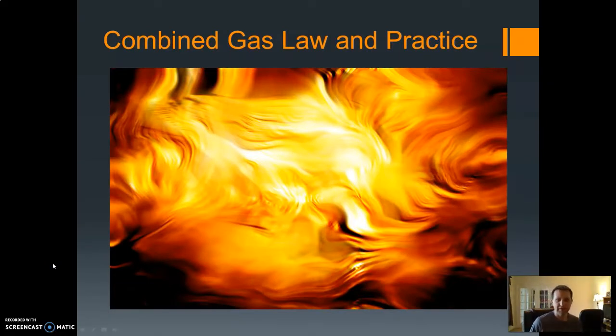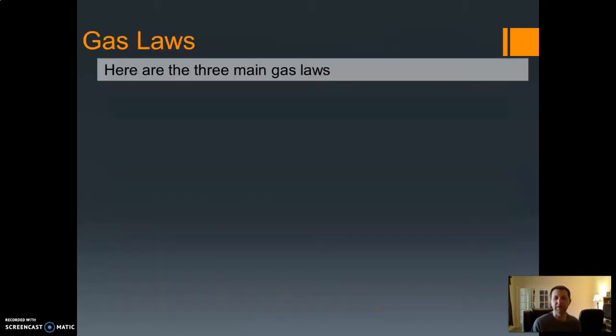What we're going to do today is take a look at something called the combined gas law, and we'll do some practice problems with that. The combined gas law is just when we take the gas laws from the previous lesson and combine them into one big gas law that'll solve basically any question we have relating to temperature, pressure, or volume of a gas. Let's take a quick look at what those equations were from the previous lesson, and then we'll do a couple practice problems.